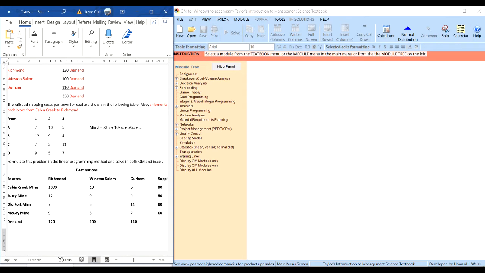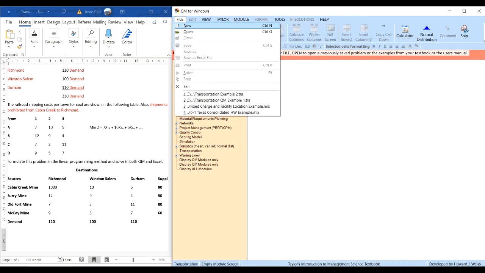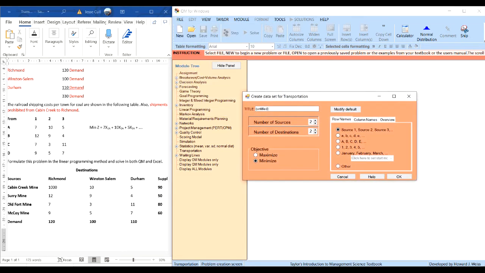As before, we click on Module. Because it's a transportation problem, we click on Transportation, and we open a new file. Very simply, we're going to title it our coal example. Our number of sources we can see here: Cabin Creek Mine, Surrey Mine, Old Fort Mine, McCoy Mine. So we have four sources. Destinations, we have Richmond, Winston-Salem, and Durham. So we have 3 destinations, and it's a minimization. So we click OK.